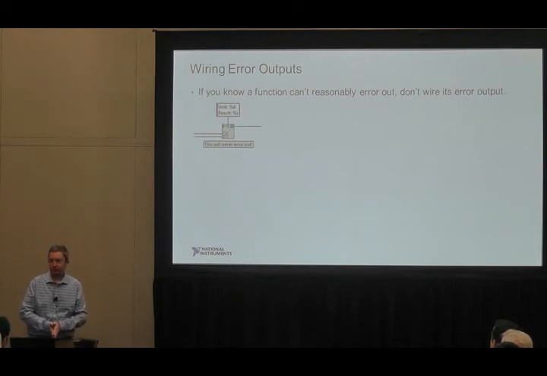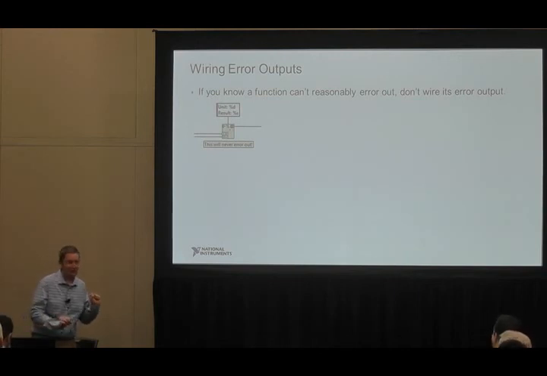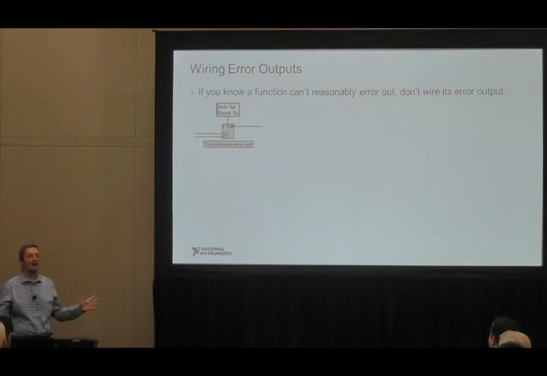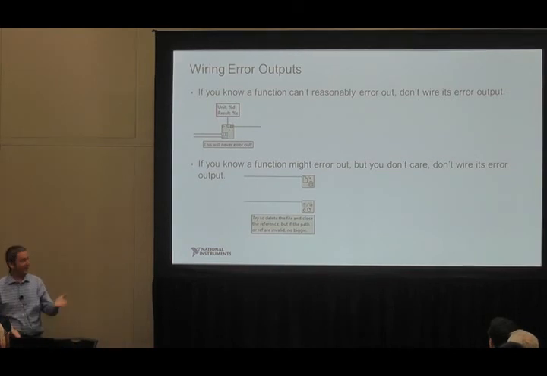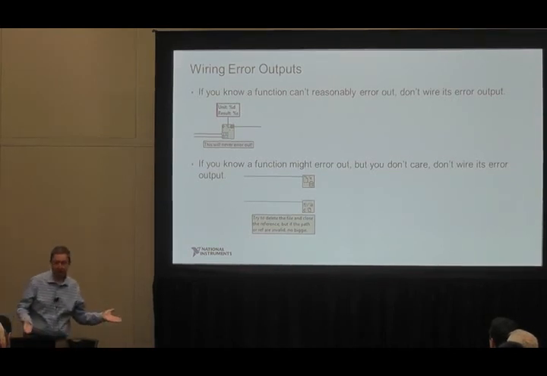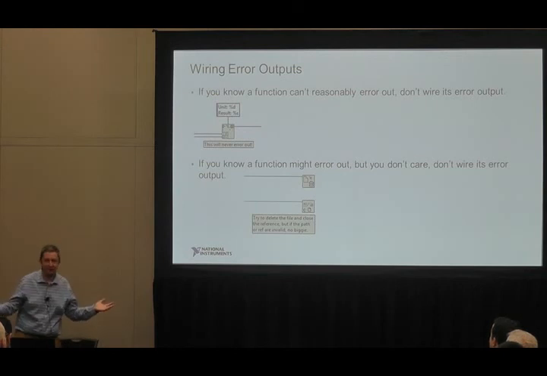If this runs and my memory is full, I've got other things to worry about than this format into string. So this is a good example of a case where we do not need to wire the error output of a function. These are functions also, like I mentioned before, that I never wire the error output on. And try to delete the file, try to close the reference. I don't care if you can't delete the file or close the reference, I got other stuff to do. So don't worry about the error.